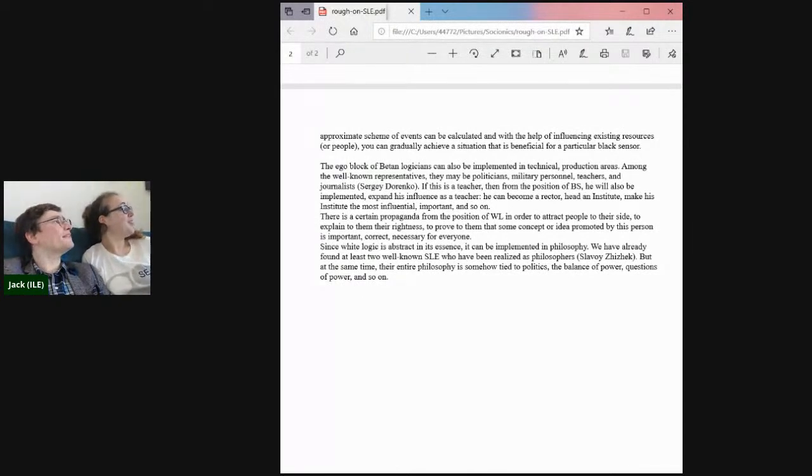There is a certain propaganda from the position of white logic in order to attract people to their side, to explain to them their rightness, to prove to them that some concept or idea promoted by this person is important, correct, necessary for everyone. I think that's true. And certainly around socionics, I do like to sort of confront different ideas.